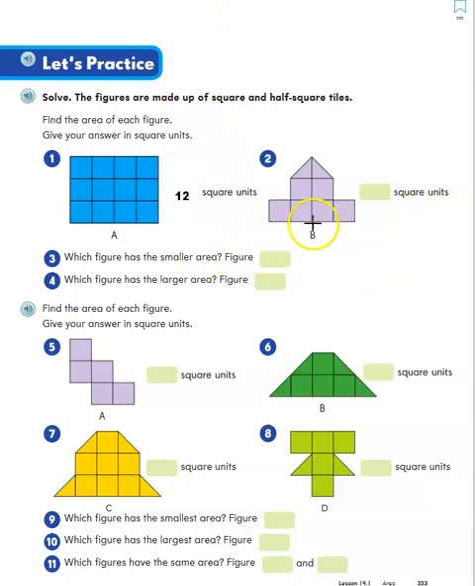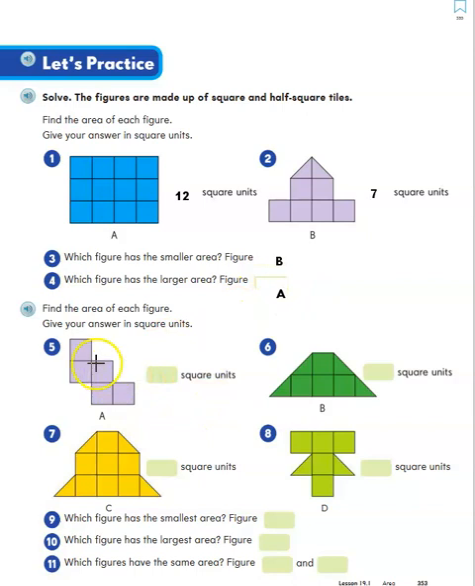Okay, and then this one has 1, 2, 3, 4, 5, 6, and then remember, there's 2 half squares, so that's 1 more. So this one has an area of 7 square units. Okay, it says which figure has the smaller area? So obviously 7 is smaller than 12, so that would be figure B. And then number 4, which one has the larger area, would of course be figure A.